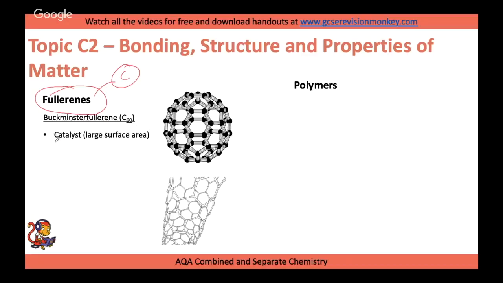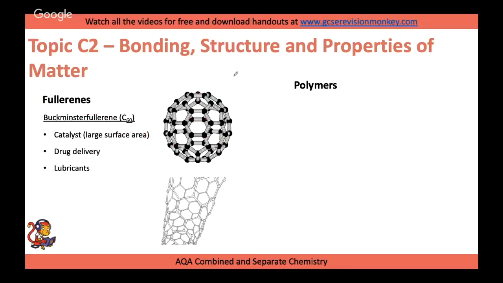And this means it makes a good catalyst because it has a large surface area in terms of its volume. So really, it would be better to say it has a large surface area to volume ratio, like we've done before in biology. Is that good for drug delivery because it acts like a cage? You can make this around a particular drug and allow it to transport it around your body. And also it's a good lubricant.